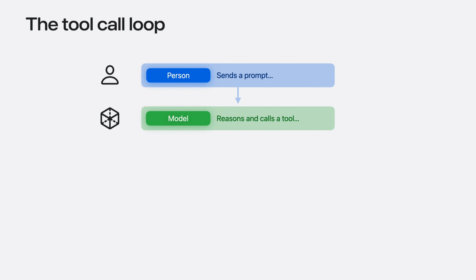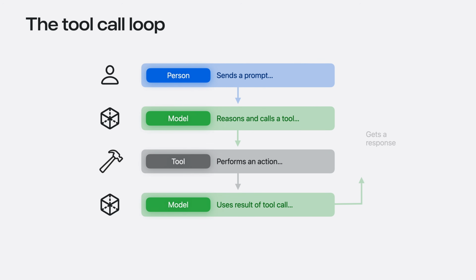Many useful features need more than text generation. Sometimes the model needs information it doesn't have. The current time, a database record, or a search result. That's where tool calls come in. The loop works like this. The person sends a prompt, the model reasons about it and calls a tool, that tool performs an action, the model takes the result and generates a final response, which can kick off the loop again. Each extra step adds latency. Each step is a new place for failure. Understanding this loop is the basis for everything the Foundation Models instrument shows you.